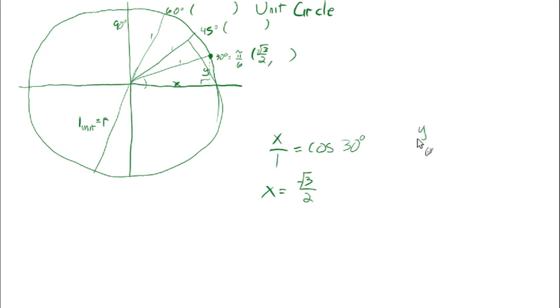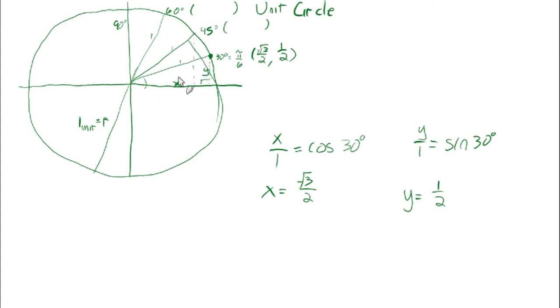So what would y be? Y over 1 is the opposite side over the hypotenuse. What do we call that? We call that the sine of theta, or not just any theta, but 30 degrees. So y is equal to the sine of 30 degrees, and that is 1/2. So what if we were to set up a triangle again for 45?